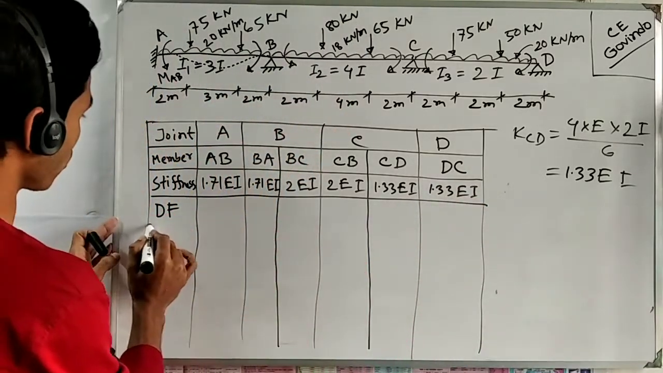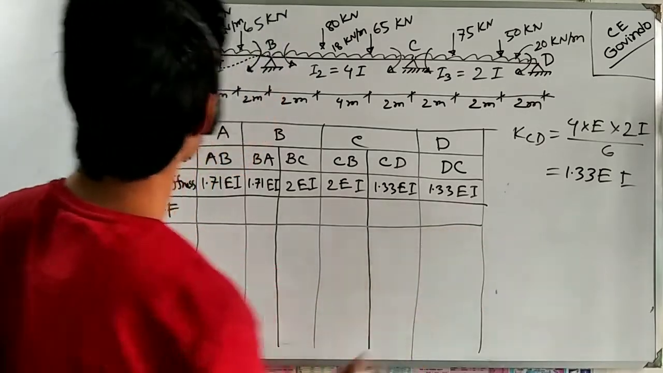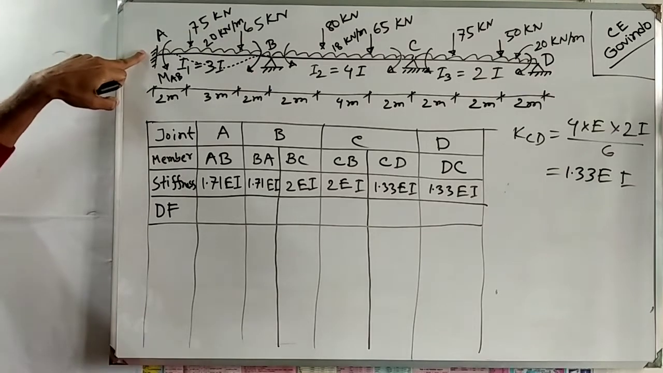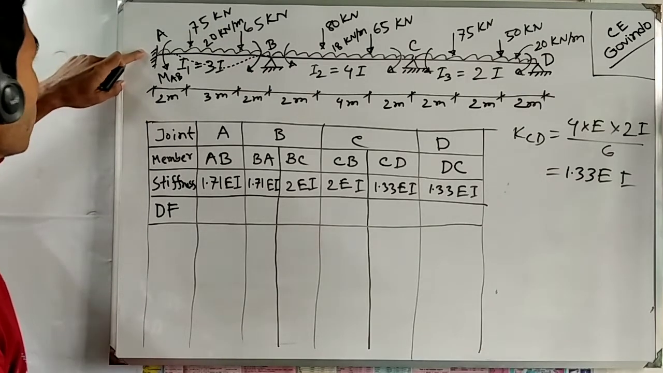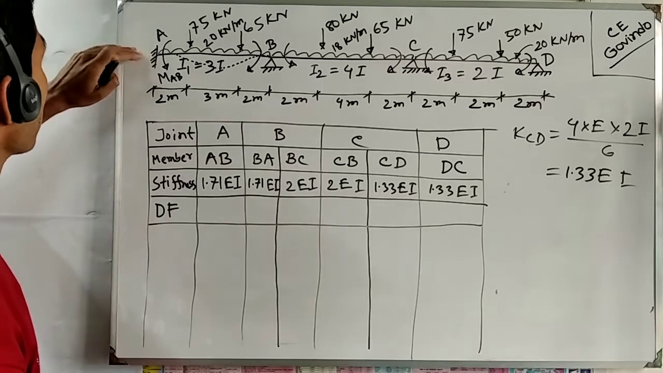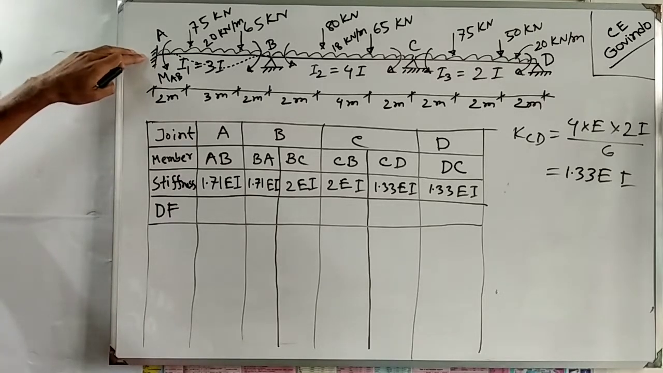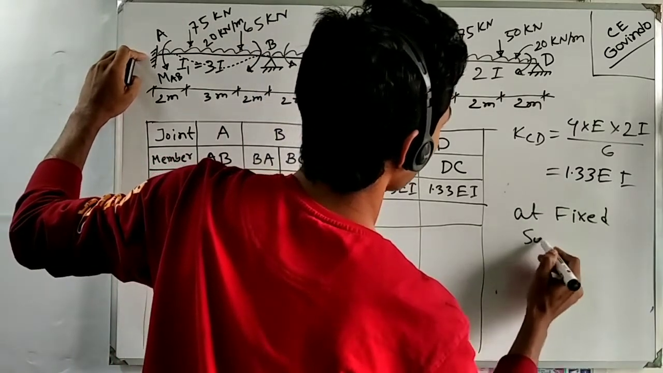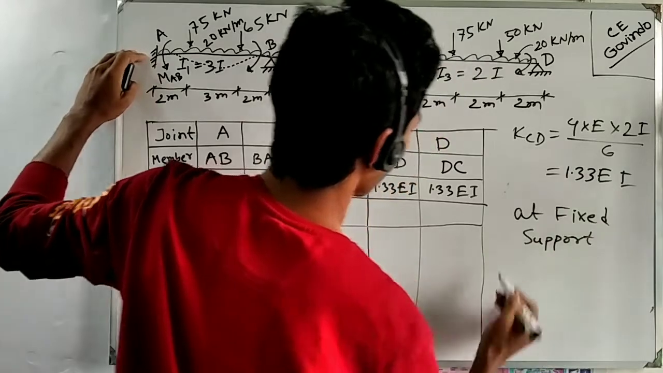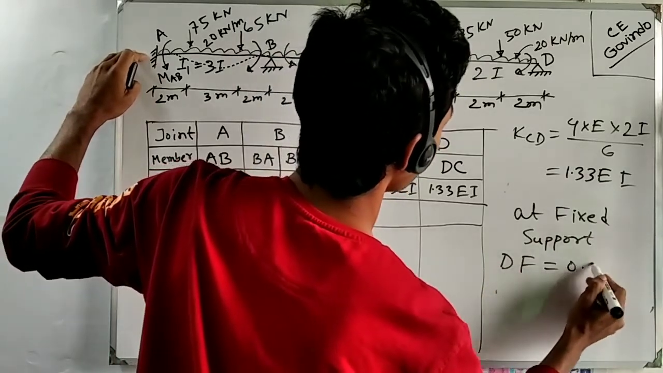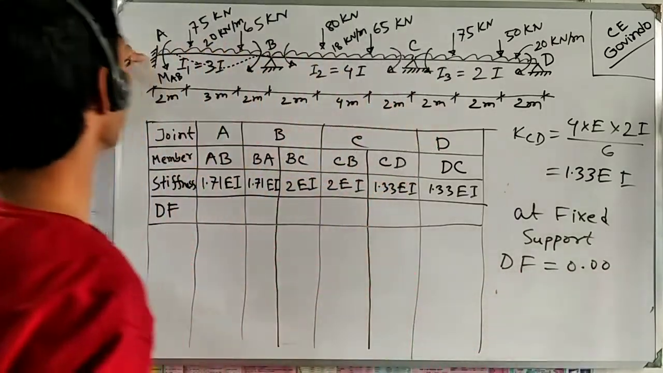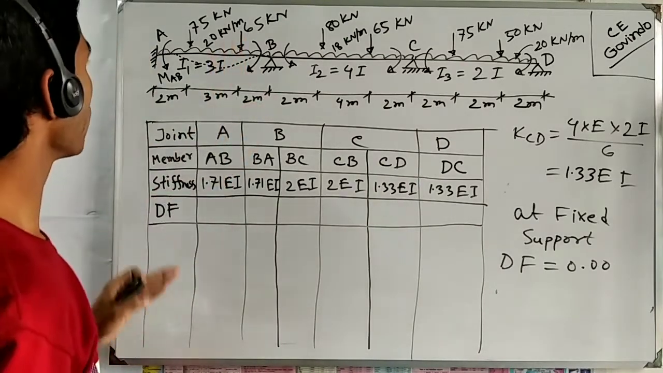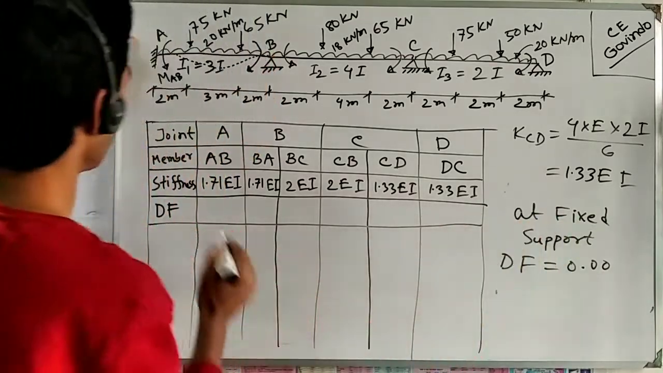Now the distribution factor. What is the distribution factor of the AB member? Here we have one joint and one member. Let's see what the support of this point is. At this point the support is a fixed support, and at a fixed support the distribution factor equals 0, because we assume all the moment will be carried by the support, and no moment will be distributed to this member. That's why the distribution factor at a fixed support equals 0.